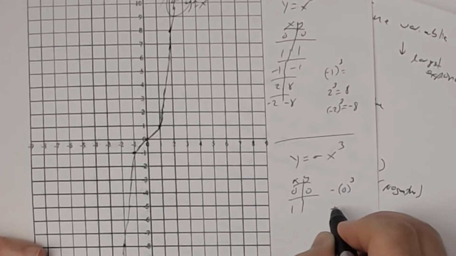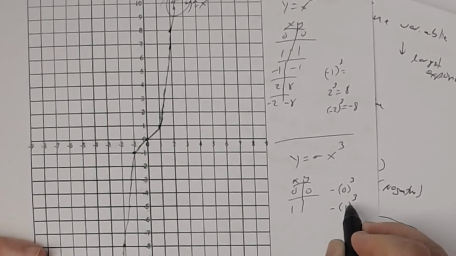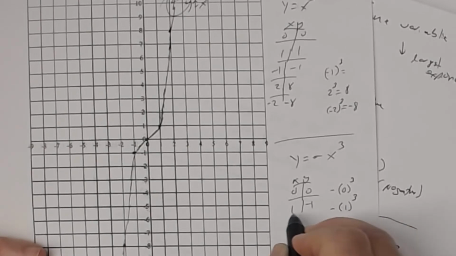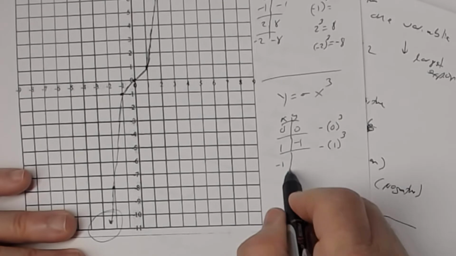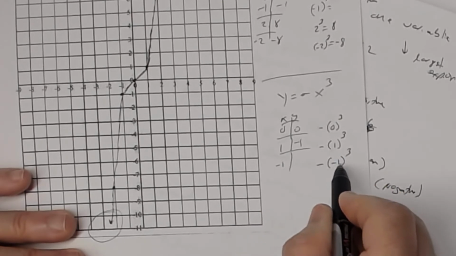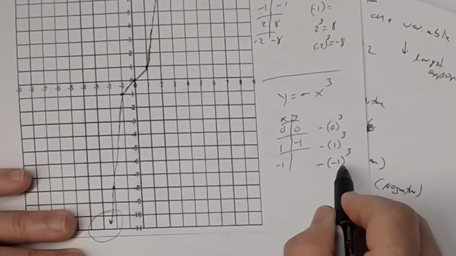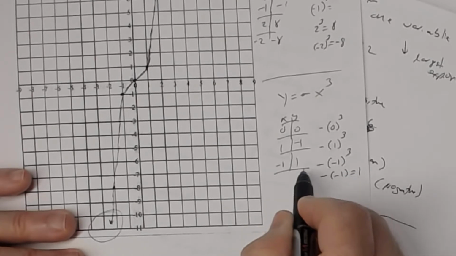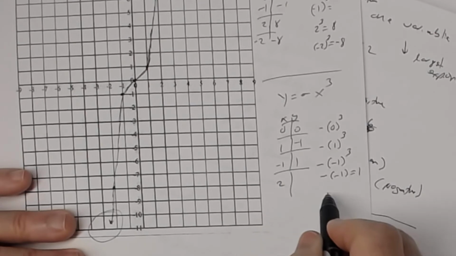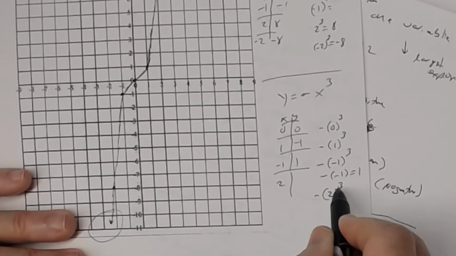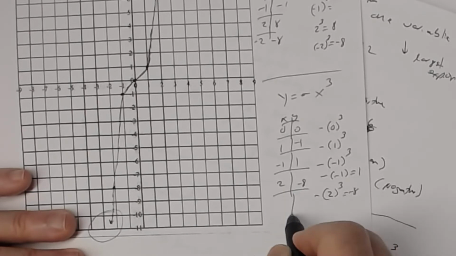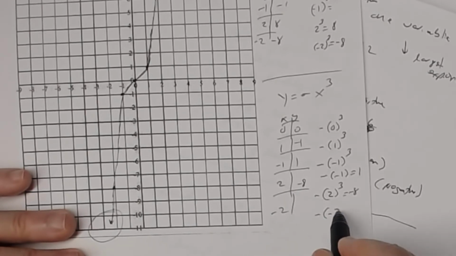When x is 1, I get this. 1 cubed is 1, the opposite of 1 is a negative 1. When x is negative 1, I get this. See that? Negative 1 is being cubed. Negative 1 cubed is a negative 1, and the opposite of a negative 1 is a positive 1. When x is 2, I get this right here. 2 cubed is 8. The opposite of 8 is a negative 8. Negative 2, the opposite of negative 2 cubed. Negative 2 cubed is a negative 8. The opposite of a negative 8 is a positive 8.